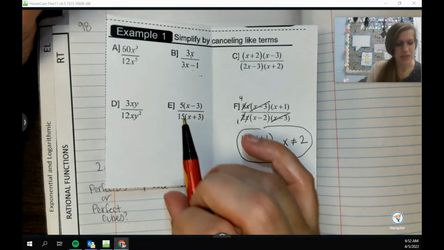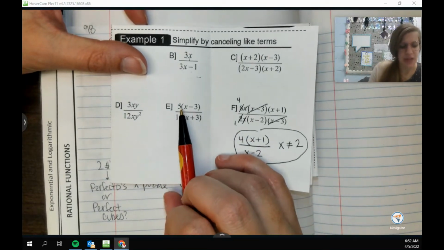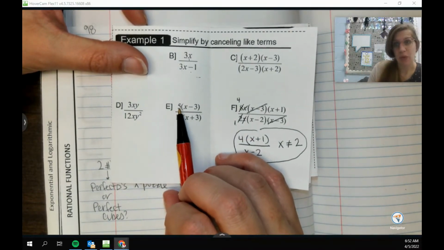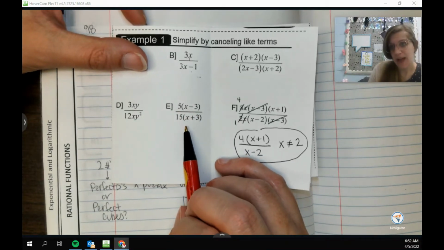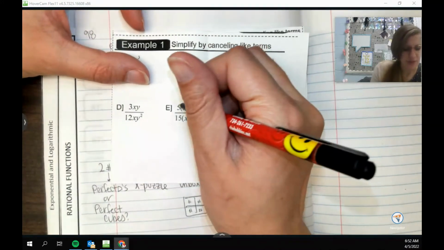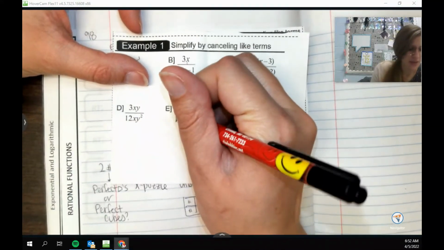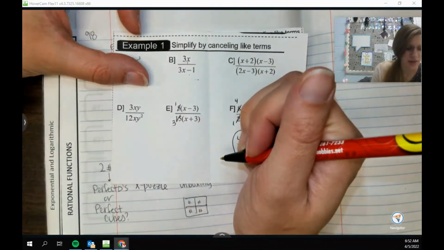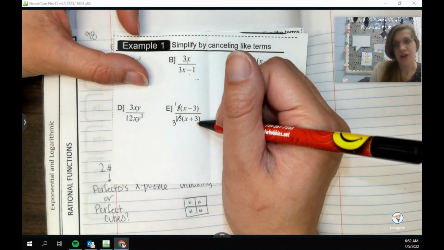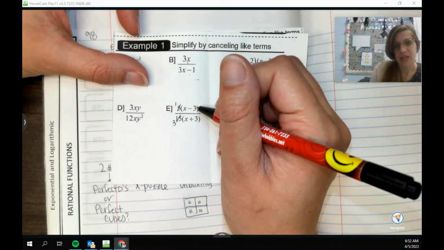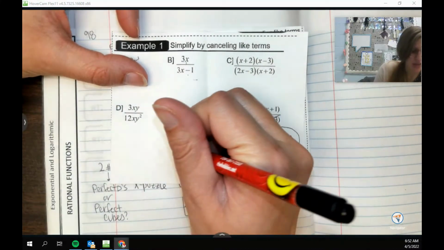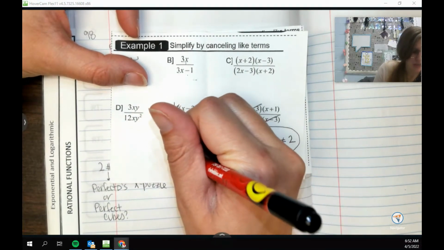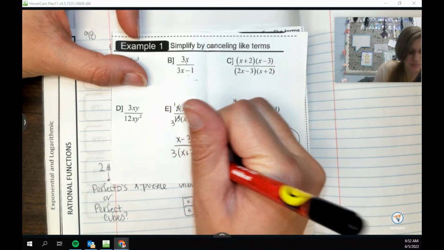Okay, working our way backwards here. So looking at E, this is overall a big multiplication problem. So this is factored. And the 5 and 15, I can divide out a 5. So 1 here, 3 there. These, however, are not the same, and so I cannot divide them out. And so my numerator is x minus 3. My denominator is 3 parentheses x plus 3.